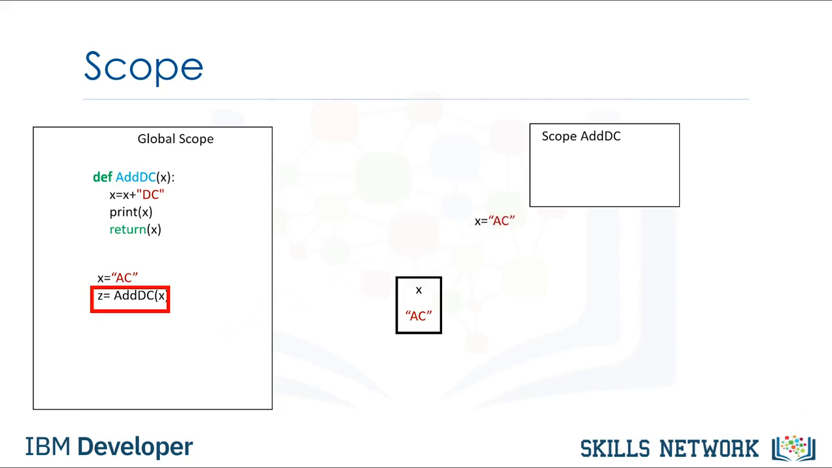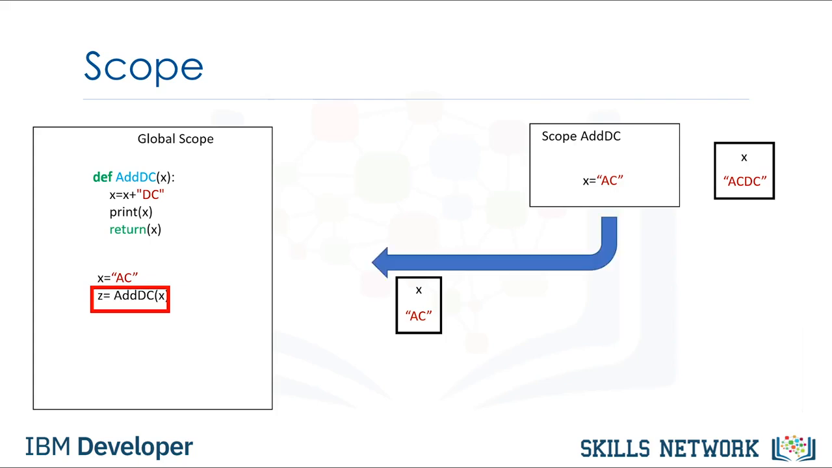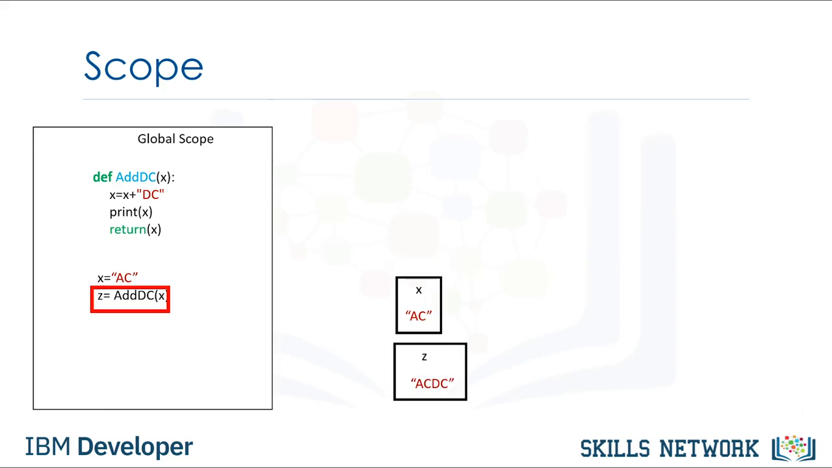When we call the function, we enter a new scope, the scope of addDC. We pass as an argument to the addDC function, in this case, AC. Within the scope of the function, the value of x is set to ACDC. The function returns the value and it is assigned to z. Within the global scope, the value z is set to ACDC. After the value is returned, the scope of the function is deleted.